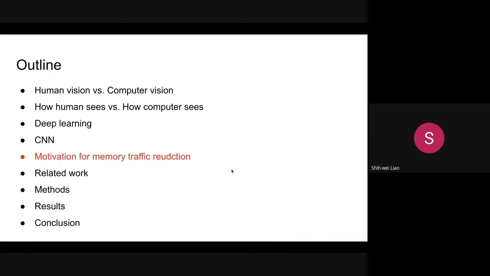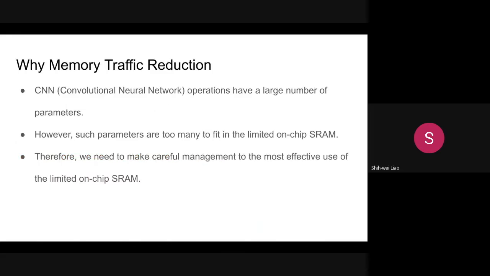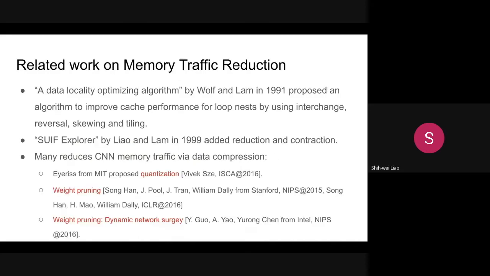Okay, let's move on to the motivation for memory traffic reduction. Because of Moore's law, the ALU, arithmetic logic unit, is not as expensive as memory traffic. Typically, we have a large number of parameters. The weight matrix can be huge. Such parameters are too many to fit in the limited on-chip SRAM. Therefore, we need to do careful management for the most effective use of the limited on-chip SRAM.